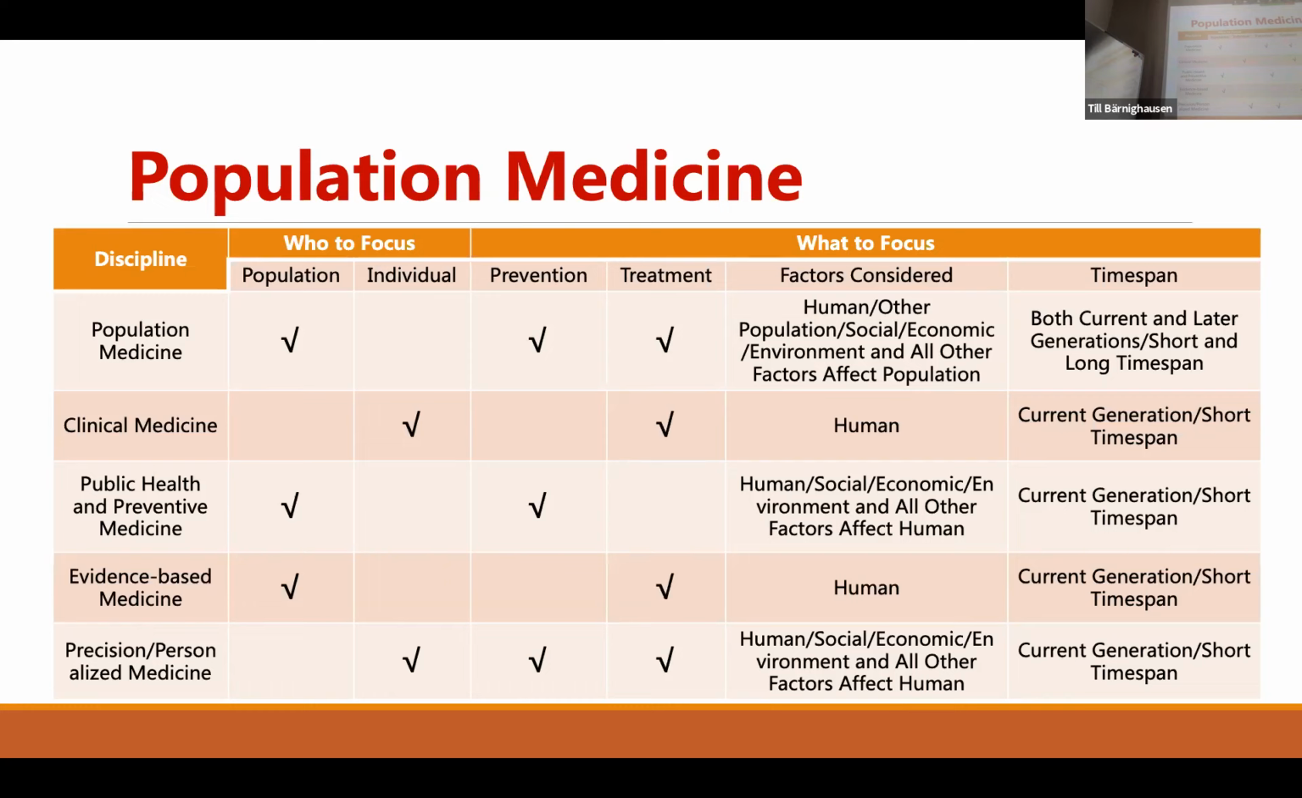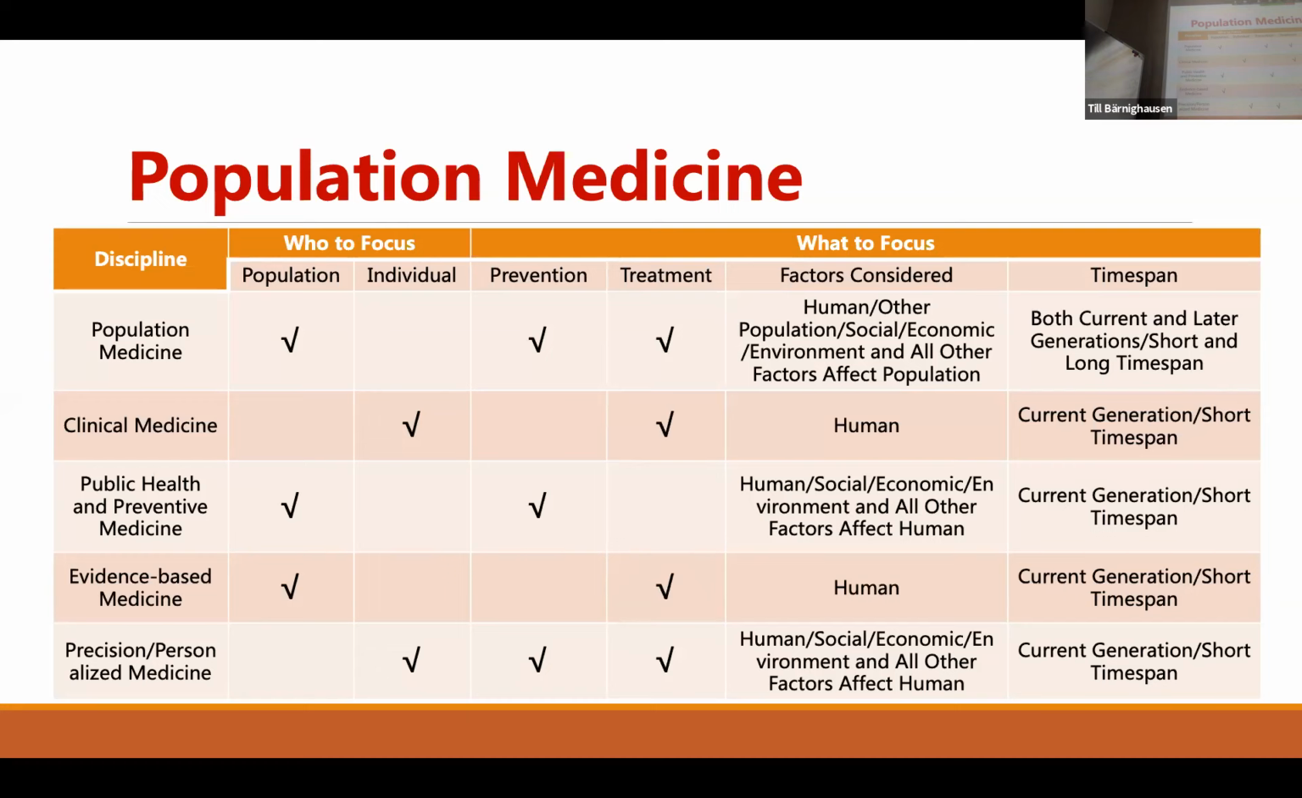In clinical medicine, the focus is on humans and mostly does not involve other social and economic factors. Population health and public health include a broader view, focused on the human population, social economic, environmental, and other factors that affect human health. Evidence-based medicine focuses on humans. Precision medicine also focuses on a lot of broader factors. And finally, the time span.